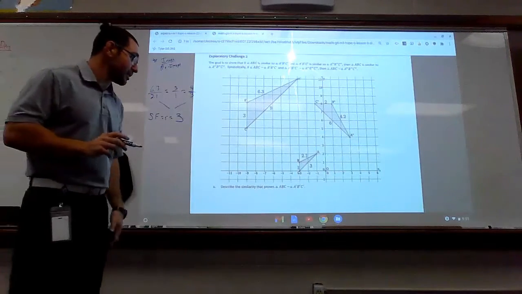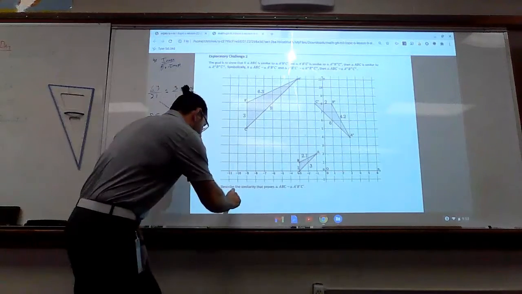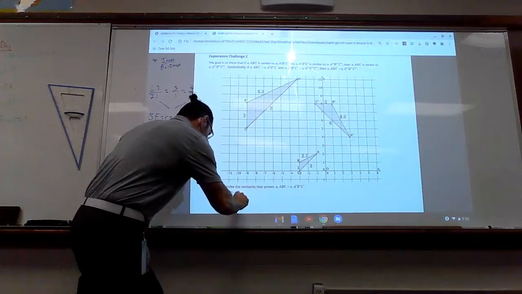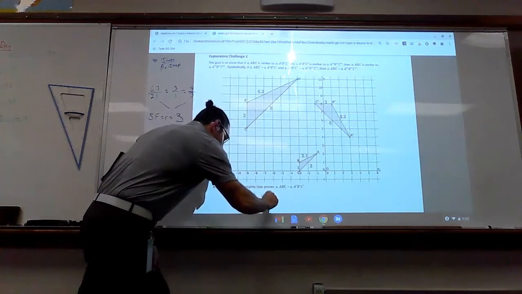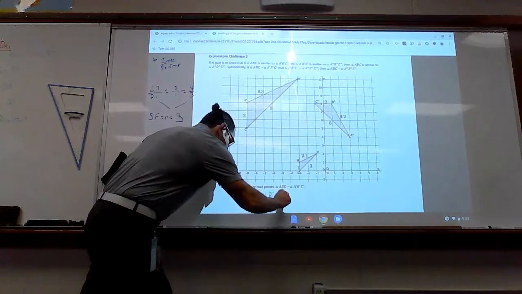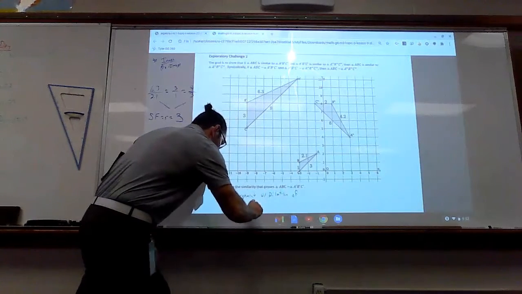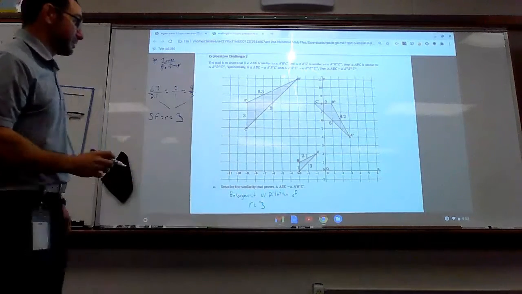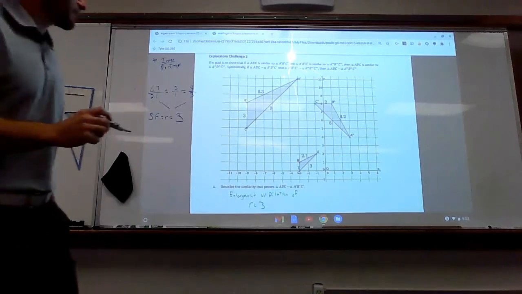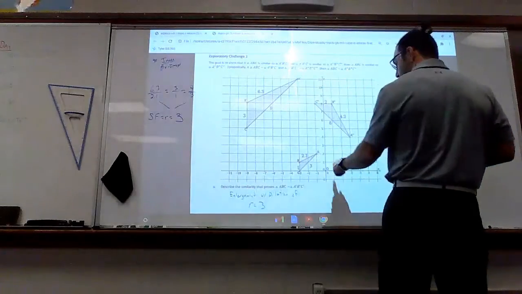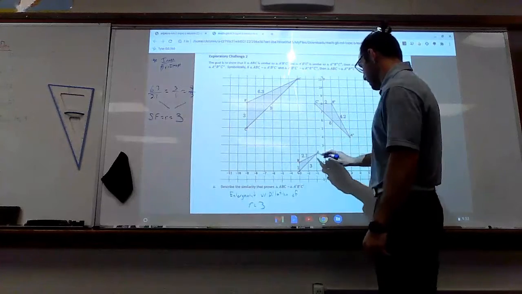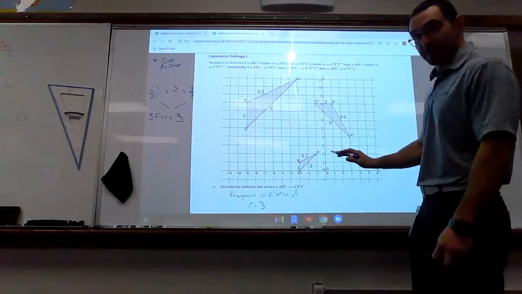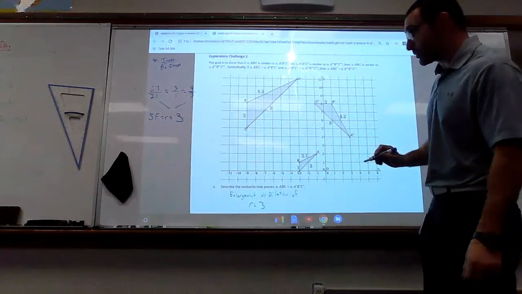So describe the similarity that proves this. Enlargement with dilation of R equals 3. Okay, because this point's -1, 2. It's now -3. So here we are. So that's my similarity. Wait for what happens when we come to the sequence.